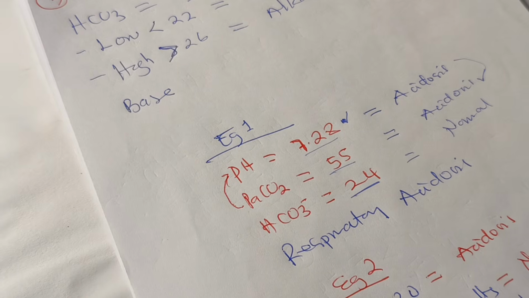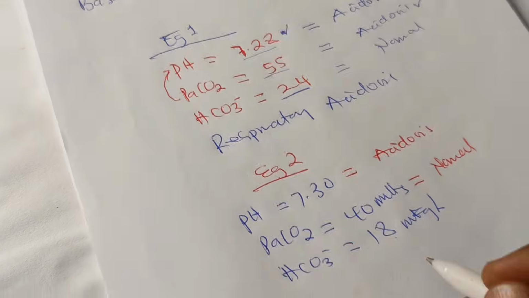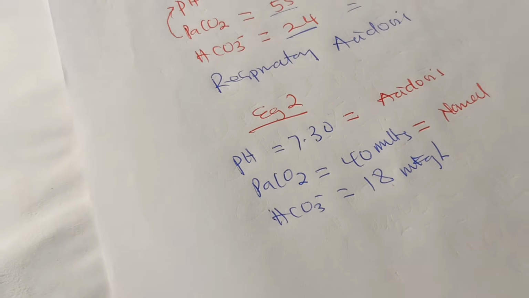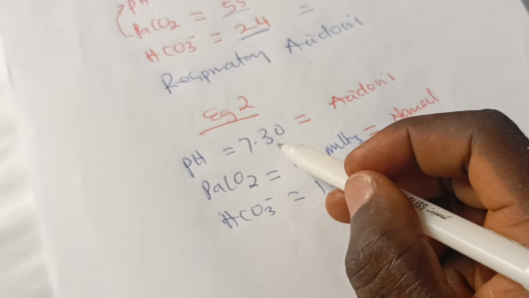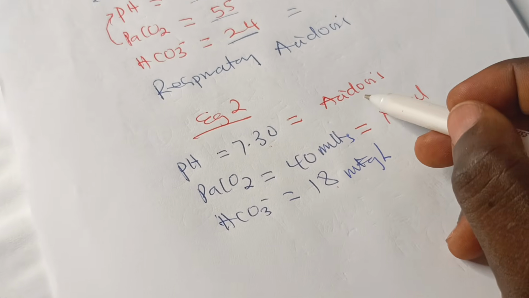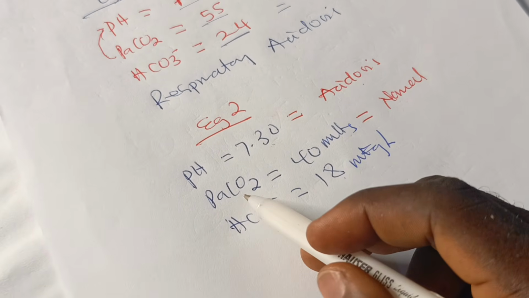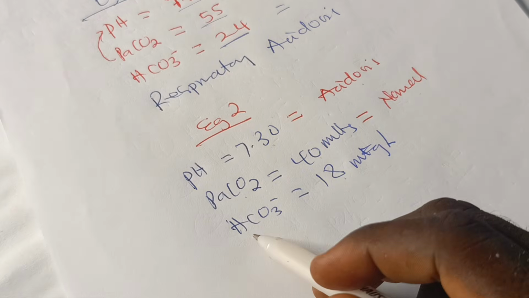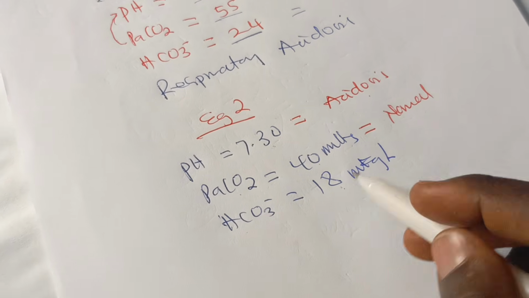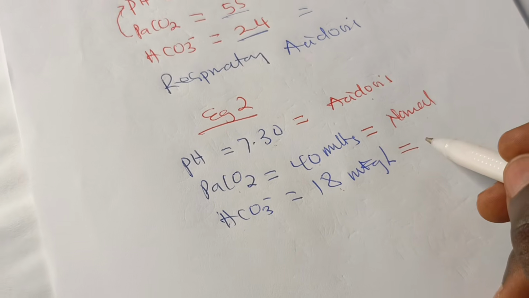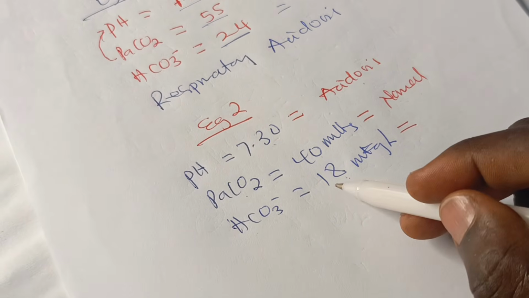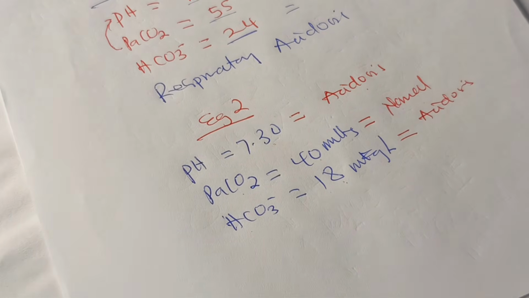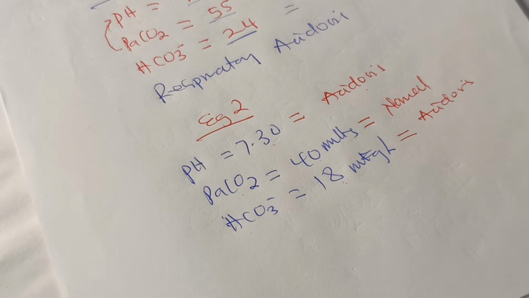Okay. What about this one? Oh, sorry. You can't see. I'm so sorry. So this is not normal. It's low. So the interpretation is what? Acidosis. This guy is 40. Is it normal? Yes, it's normal. So there is no problem there. What about this one? Is it normal? No, it's not normal. So how do you interpret this? Base is low. So this is also acidosis.